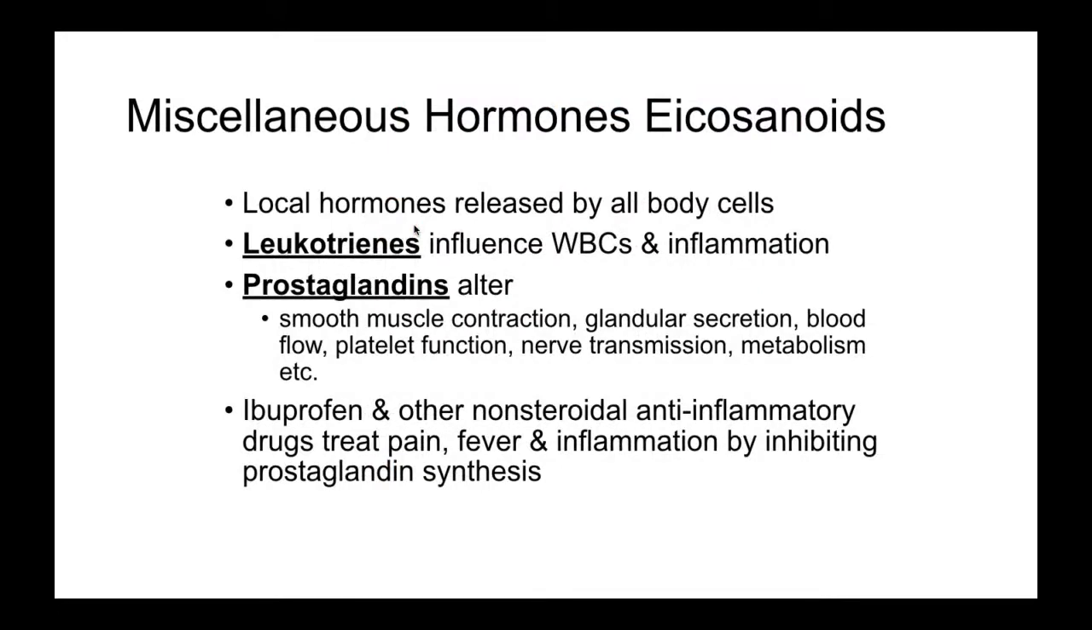Now, in terms of miscellaneous hormones, we have to talk about something called eicosanoids. There are local hormones that are released by all body cells. We'll talk about leukotrienes, and we'll talk about prostaglandins. Now, leukotrienes influence white blood cells. They influence white blood cells and inflammation.